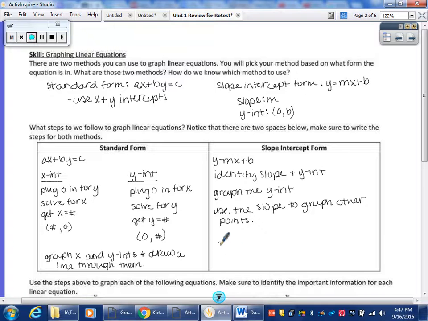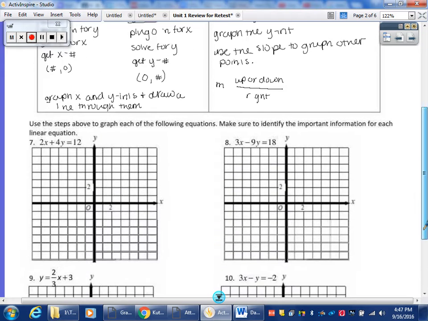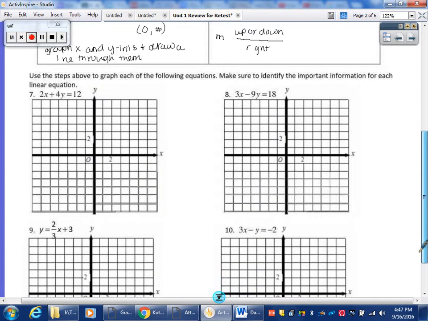And guys, remember that slope is your change in y over your change in x. So it's movement up or down over movement right. All right, and that's your slope. Okay, what we're going to do now is we're going to look at several problems, and we're going to graph them, and we're going to find the things we need to find in order to do that.